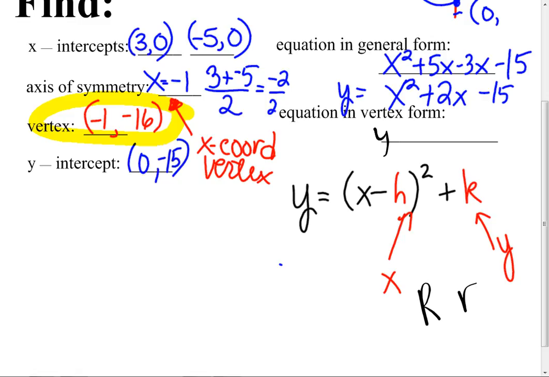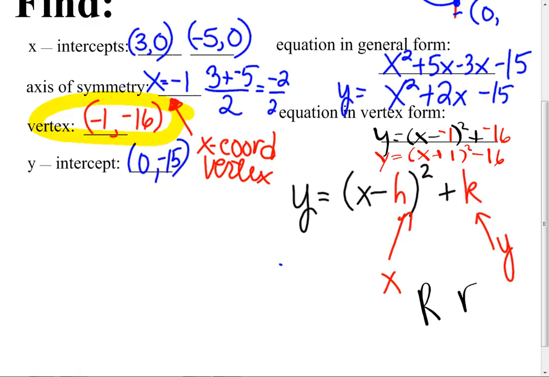So y equals x minus, what's h? What's the x value of my vertex? I have it highlighted. It's negative 1. I don't care if you simplify that or not, because my goal is to figure out if you can fill in all these pieces. And then it's plus the y value. What's the y value? Negative 16. That's it. You're done. If you want to make it y equals x plus 1 squared minus 16, that's fine.